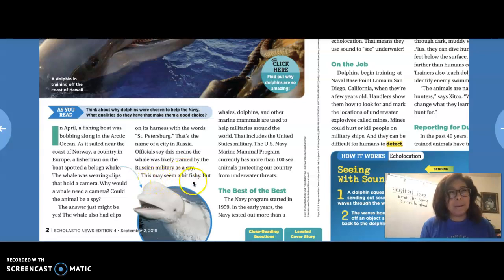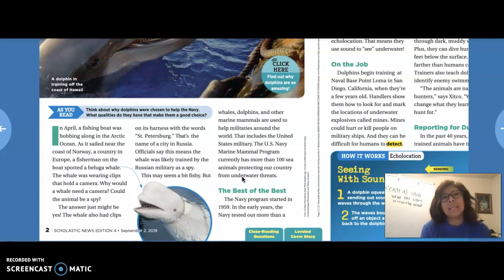This may seem a bit fishy, but whales, dolphins, and other marine mammals are used to help militaries around the world. That includes the United States military. The U.S. Navy Marine Mammal Program currently has more than 100 sea animals protecting our country from underwater threats.